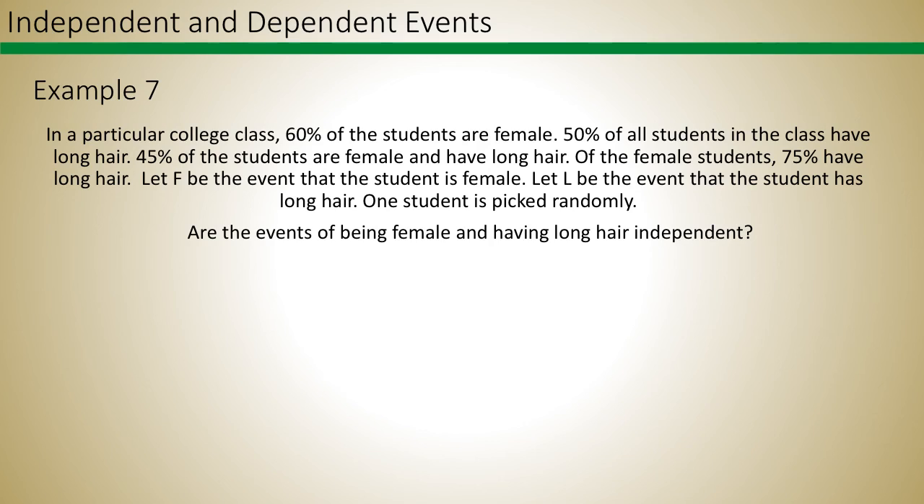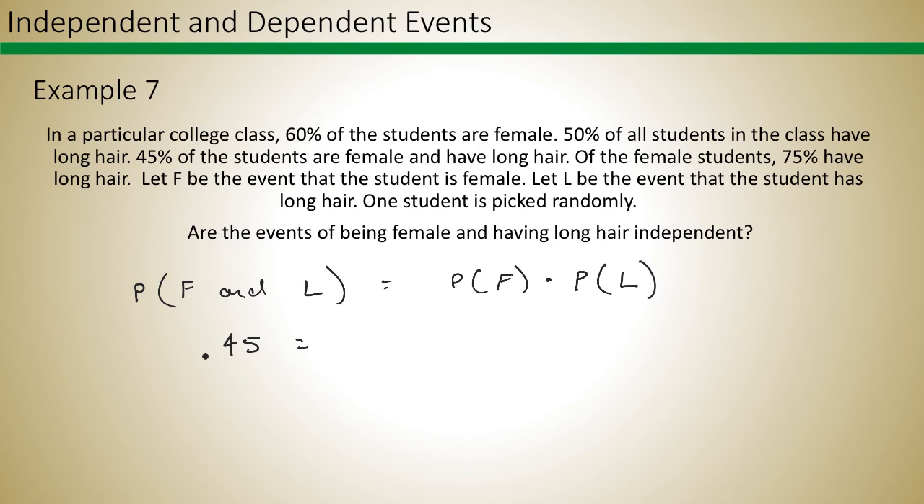Okay, so here we're going to say probability of female and long hair is equal to probability of being female times probability of having long hair. Okay, so we're told that the probability of both of these things happening is 45%. So this would be 0.45 right here. Okay, probability of being female is 60%, so 0.6 times 0.5. Let me say 0 point for all these.